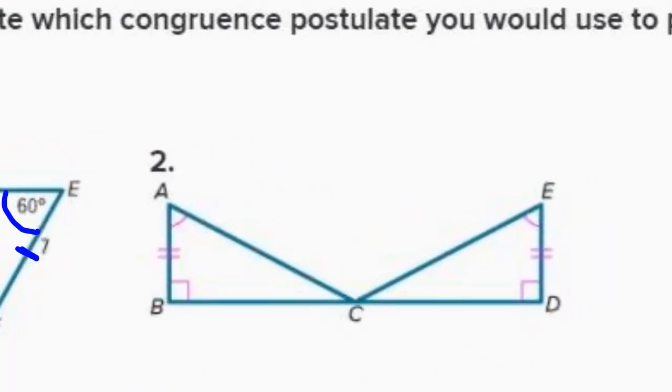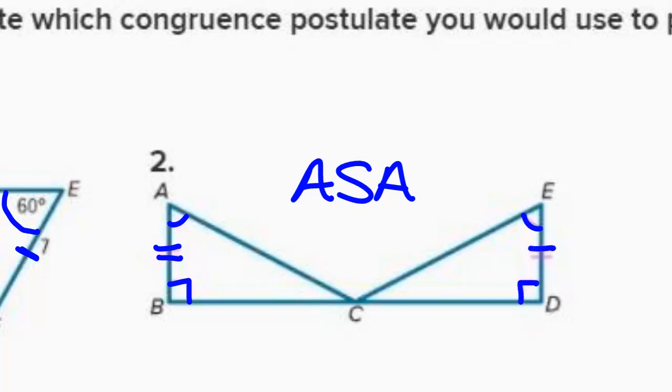What about on number 2? What's the reason that we could use there? Angle, side, angle. We have 2 marked angles and the side in between. On the other triangle, we have corresponding marked angles and the side in between.